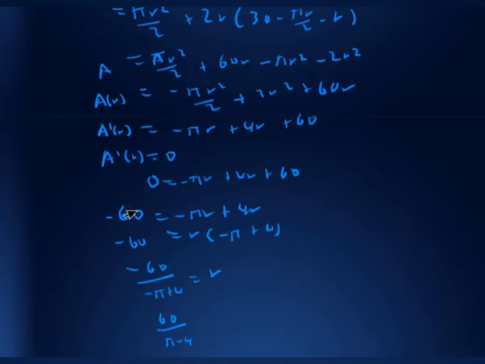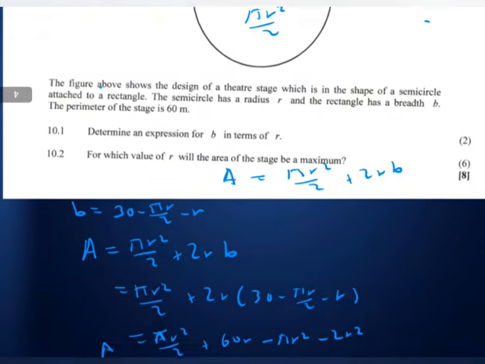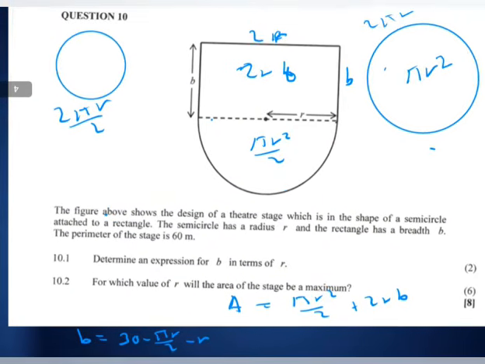If you get confused by this, I just factorized the negative and then cancelled it. But what you could have done also is just to take 60 this side so that it's positive and r that side with the 4. Either form should be correct anyways. So there we have it. We got r that causes the area of the stage to be maximum.